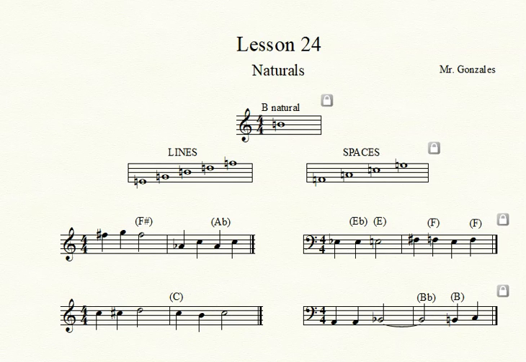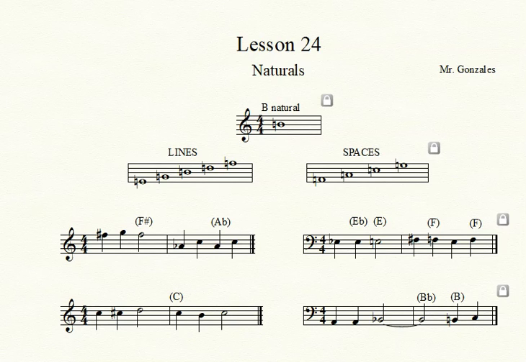The main objective of this lesson is to be able to identify the natural sign and understand how it works in music. Let's go. The natural sign before a note cancels a previous sharp or flat. On the keyboard, a note after a natural sign is always a white key.